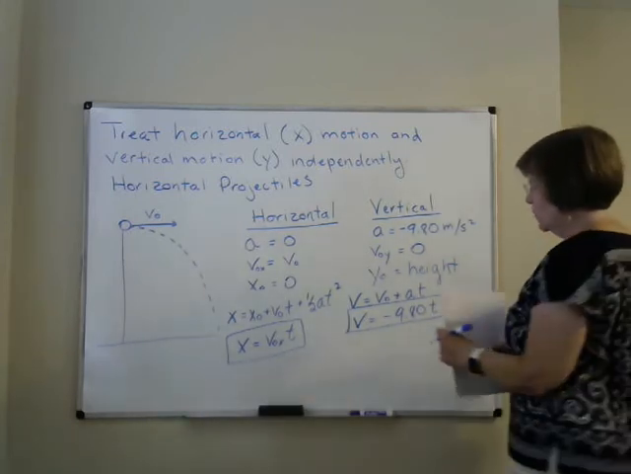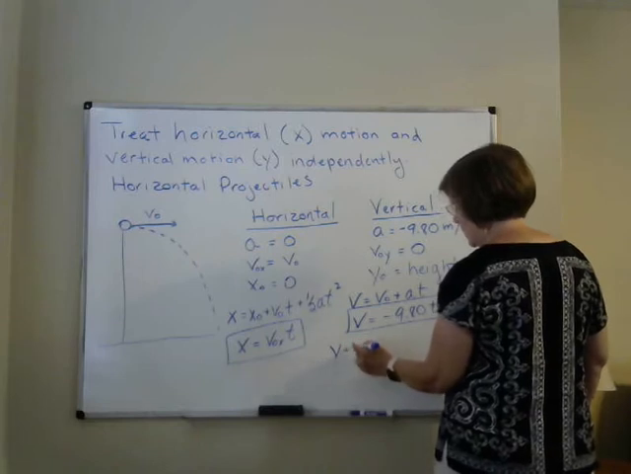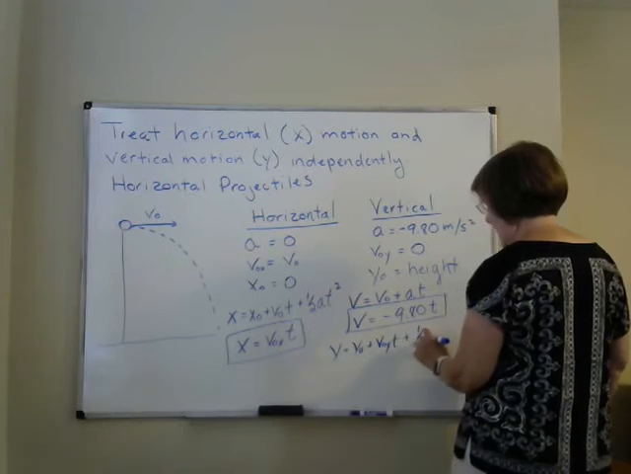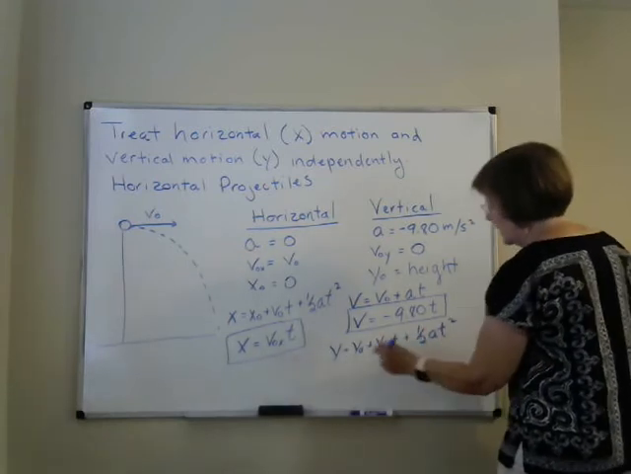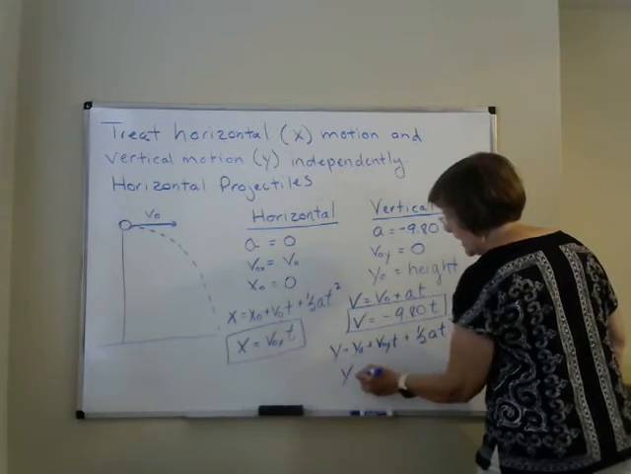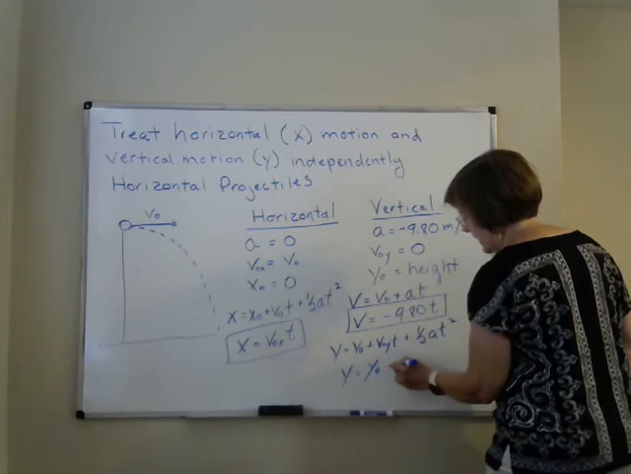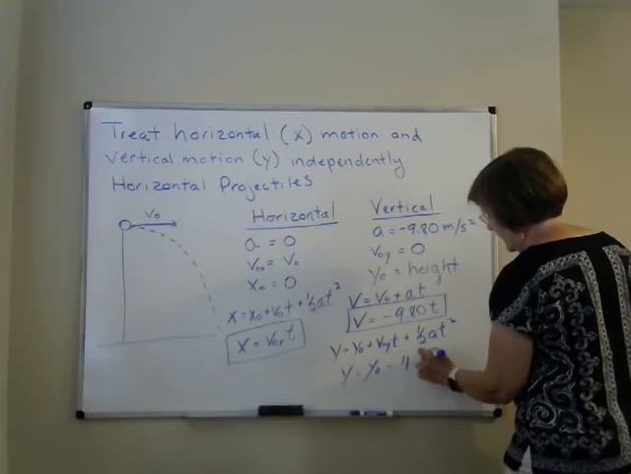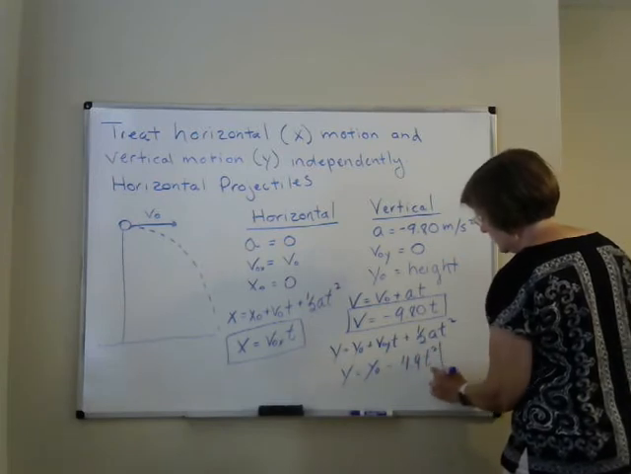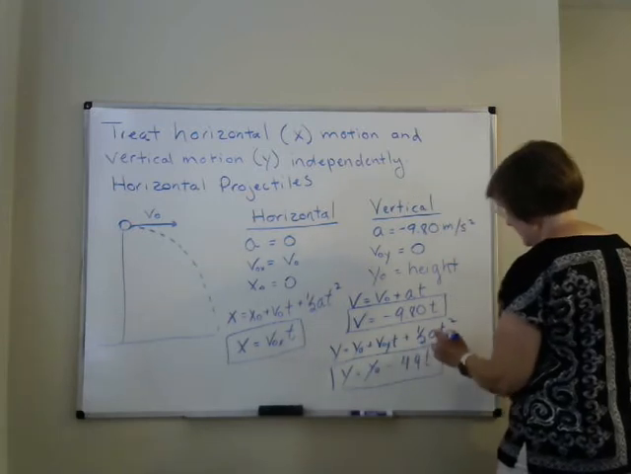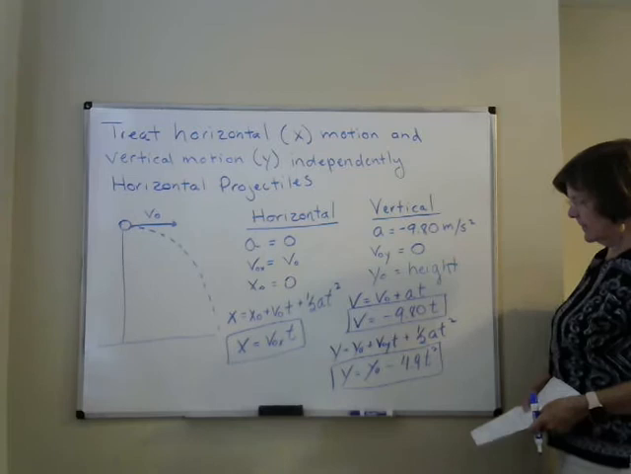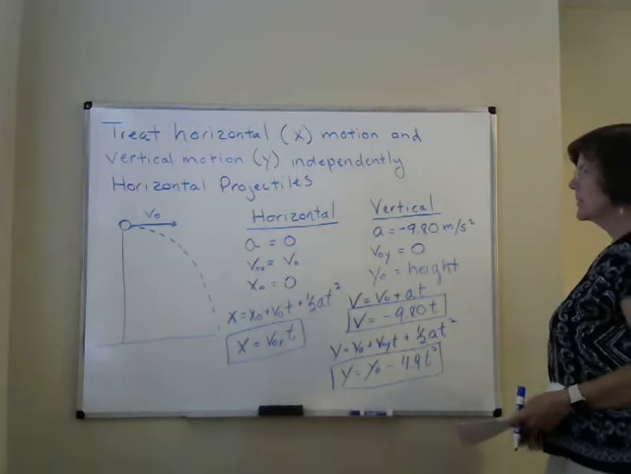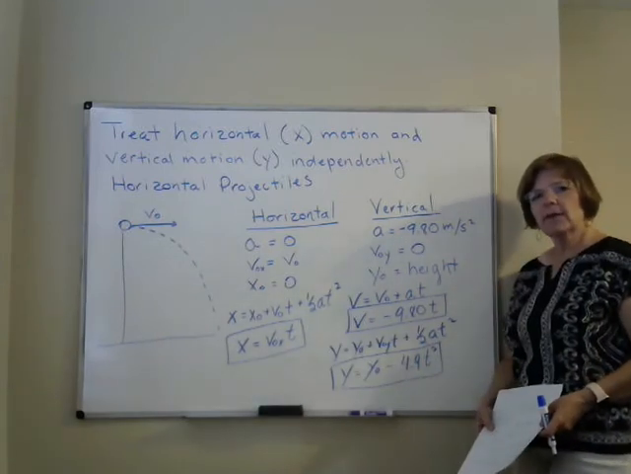If we do y equals y0 plus v0y t plus 1/2 at squared, we see that this is going to be whatever our height is plus or minus 4.9 t squared. That's our height. That's 1/2 our acceleration due to gravity. Those are the equations that we need. There's really not that many.